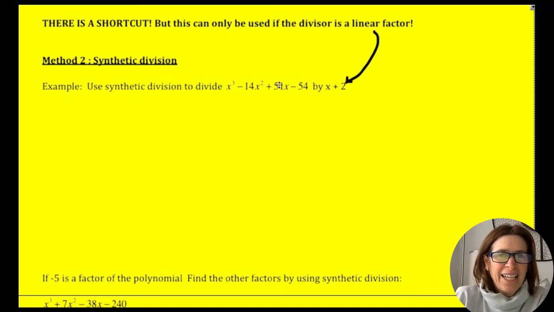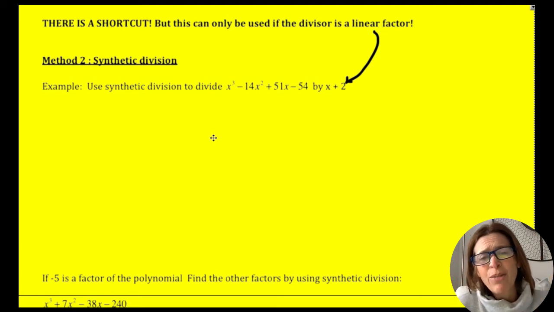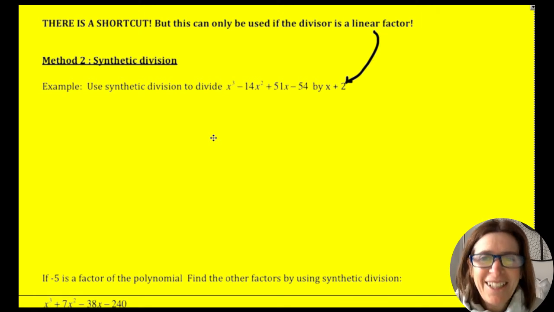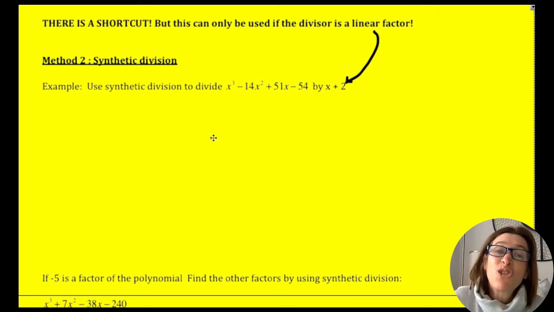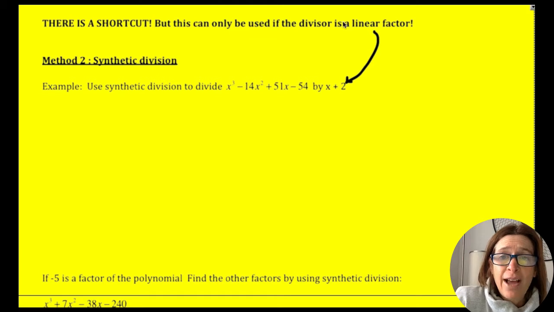Coach Fred here, and this is a follow-up to polynomial long division. If you thought polynomial long division was confusing, with lots of room for error, I'm going to let you in on a little secret. There is a shortcut, but this shortcut can only be used if the divisor is a linear factor.